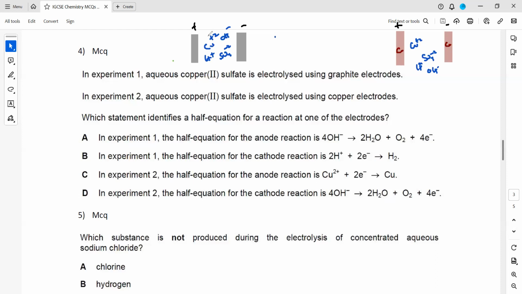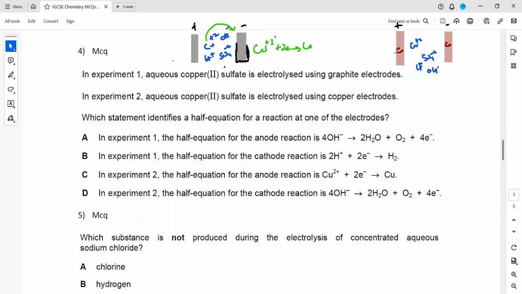So for positive ion, what will happen? We check the reactivity, which is the less reactive positive ion here, copper or hydrogen. Copper is the less reactive positive ion. So what is the equation at the cathode? The copper ions gain electrons and turn into copper atoms. When they turn into copper atoms, the copper will stick to the cathode and the cathode size will increase.